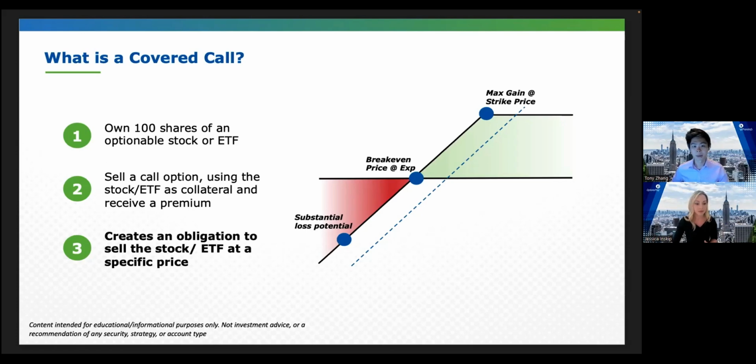And I'll just comment here. I've heard from a lot of investors, the obligation piece, the obligation to sell your stock or ETF at a specific price.